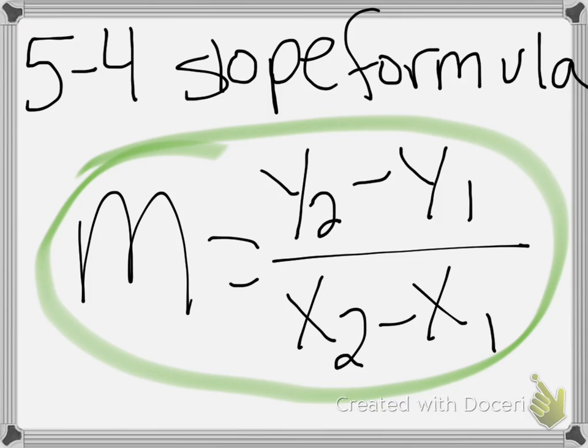So 5-4 slope formula is m equals y2 minus y1 over x2 minus x1. Now this formula you'll see again when we do 5-5 on Monday, but other than that, you don't necessarily need to know this formula until you get to geometry when you have it again, because in algebra you can use many other methods like the graph or the table to figure out the information.